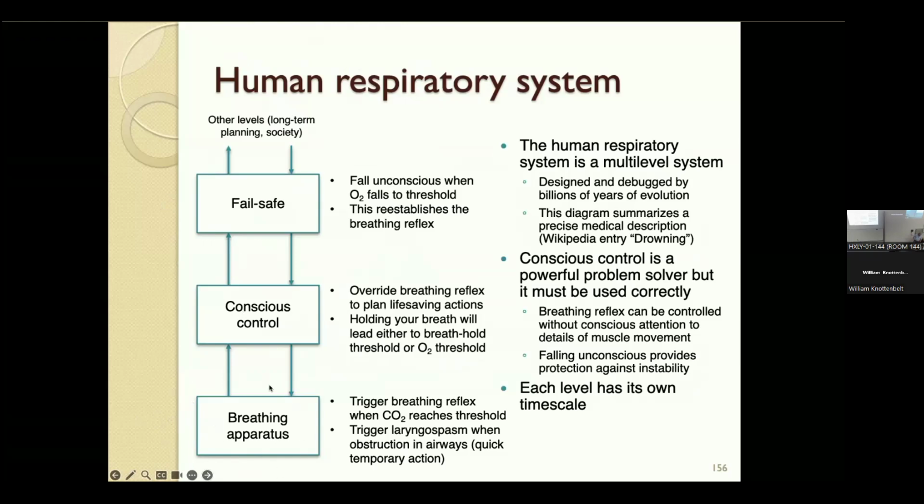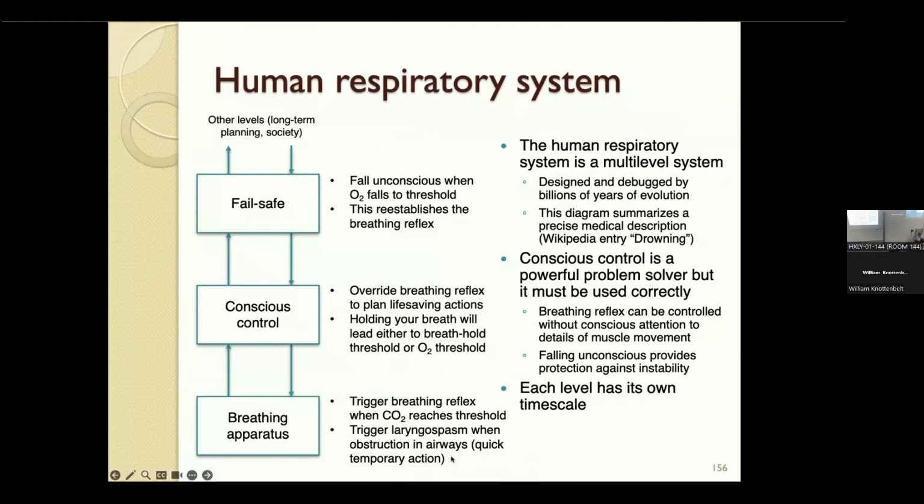So the breathing apparatus. So this is something that's programmed into every human. Okay, so how does the breathing apparatus work? So when the CO2 level in your blood reaches a particular threshold, this triggers something called the breathing reflex. And you breathe and you feel better, okay? But there's a second phenomenon that happens at short time scales when there's an obstruction in your airway, like you swallow a piece of chicken or something in your lungs, then your larynx, the connection to your lung will basically contract and close, so you can't breathe. So you feel like you're choking, and you feel very bad.